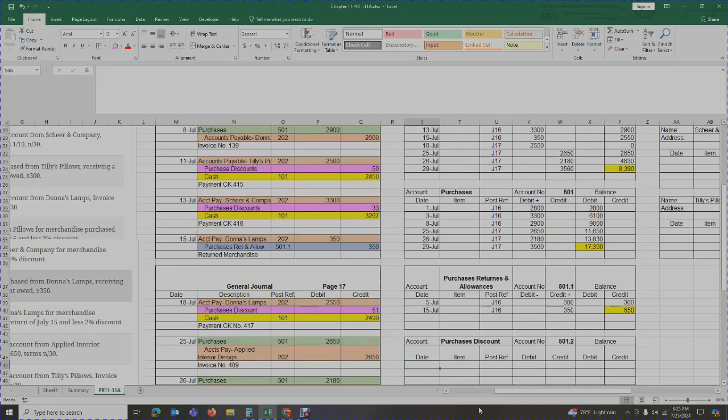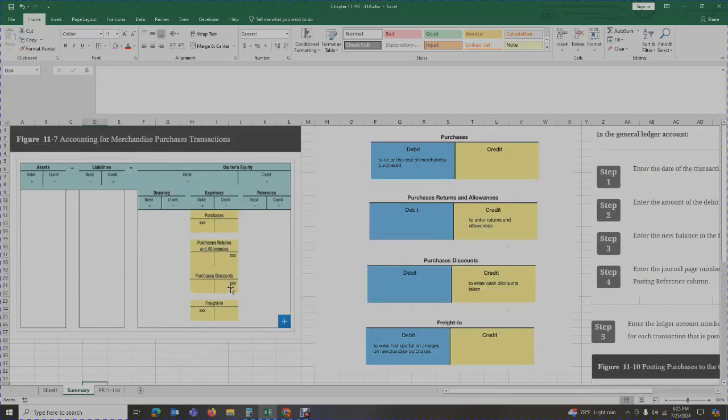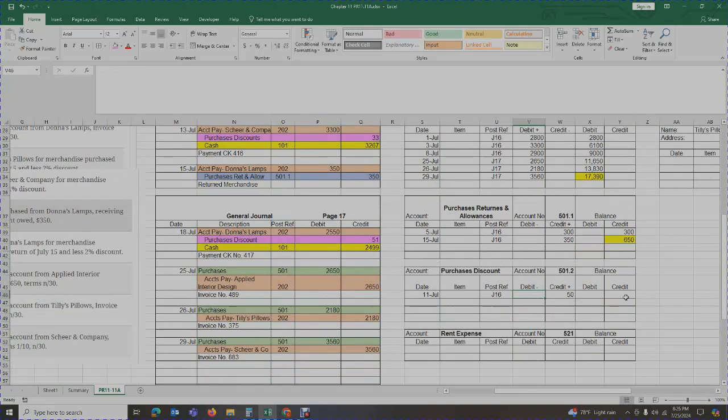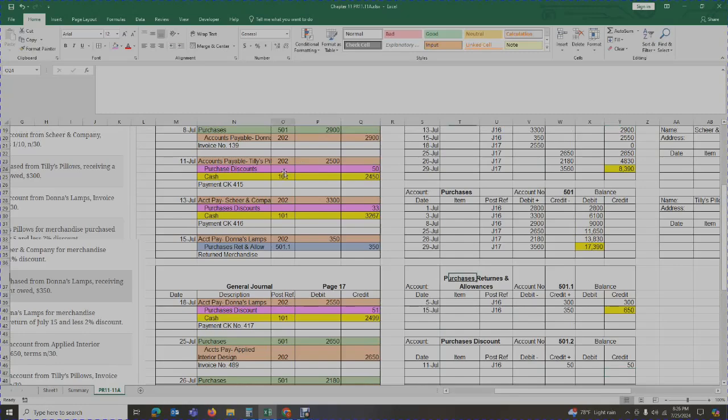We have the first one, July the 11th. This is on journal 16, and we have a credit of $50. If we go back, purchase discounts is also a contra expense account, so it has the opposite balance of an expense account, which means that a credit will increase it and a debit will decrease it. So $50 credit, $50 credit. My account is 501.2.